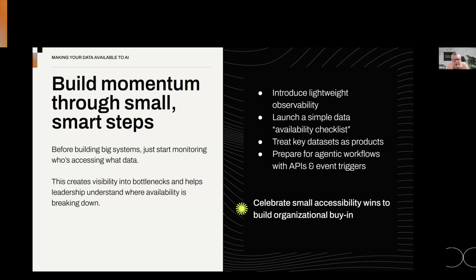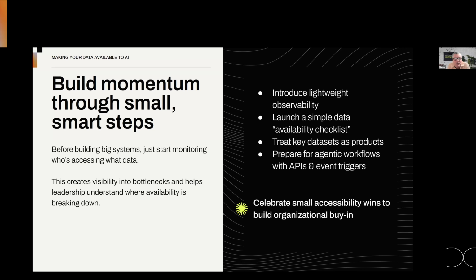So one of the things that we think is important is not only having the systems in place, but having the ability to start monitoring who's accessing what data. One of the things that I think you'll find is that you'll be surprised once you open up these channels of information, as it were. You start to get visibility into who's actually using them.